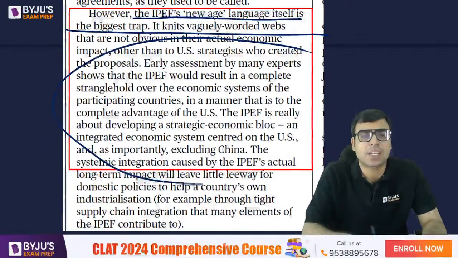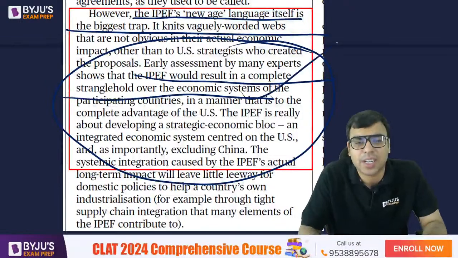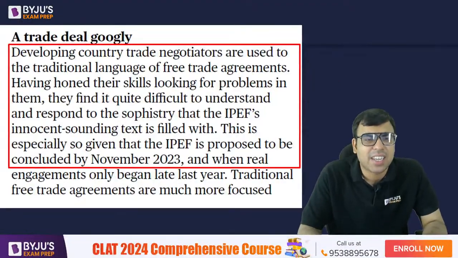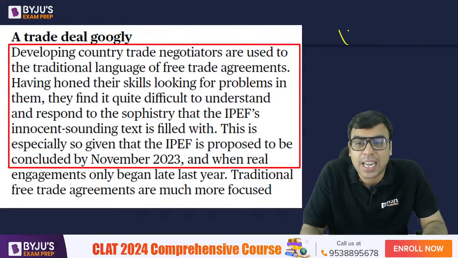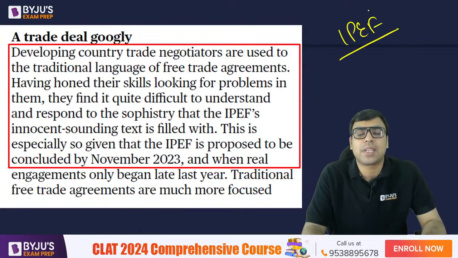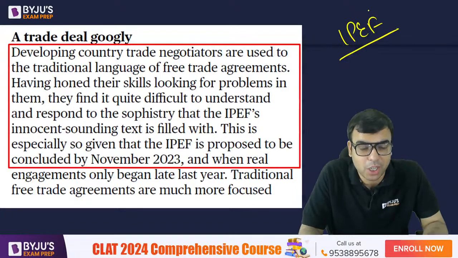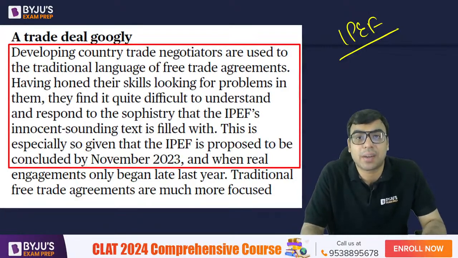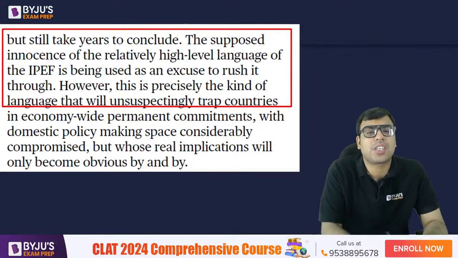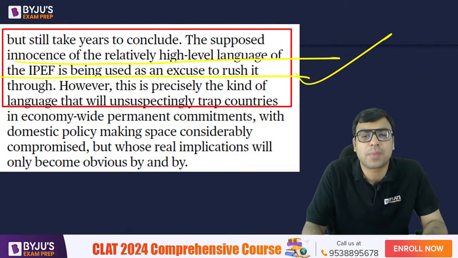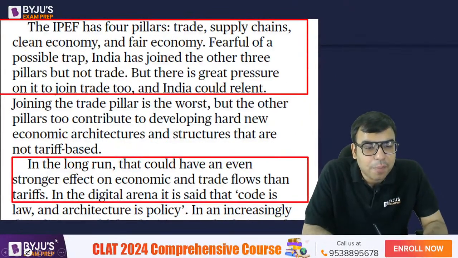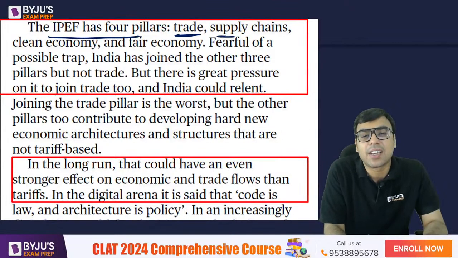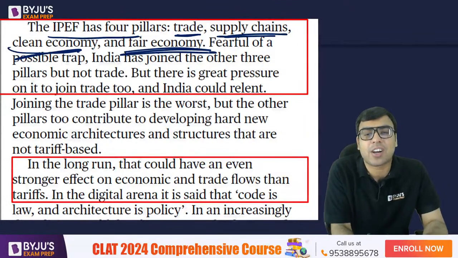Early assessment of many experts shows that IPEF would result in a complete stranglehold and all. अब इसमें बहुत डिटेल में नहीं जाना है ना. Developing countries' trade negotiators are used to traditional languages of free trade agreements. So let's see. I mean, IPEF is still not very clear, है ना, which type of agreement there would be, whether there would be a sort of free trade agreement or not. किस तरह का agreement होगा, free trade agreement होगा कि नहीं and all. ठीक है. The supposed innocence of the relatively high level language of IPEF is being used as an excuse to rush it through and all. ठीक है. देखो यहीं पे बात कर रहे हैं. There are 4 pillars of IPEF: trade, supply chain, clean economy and fair economy.